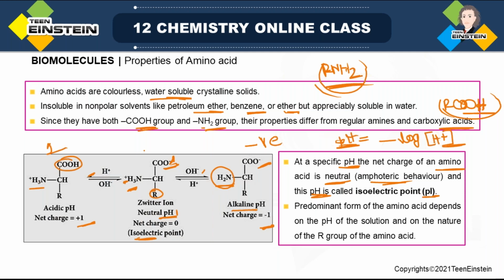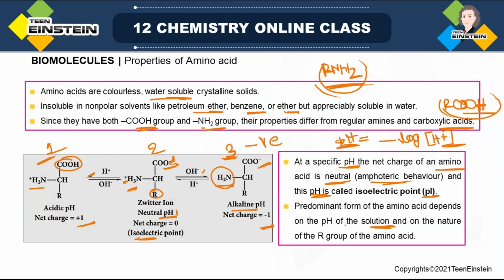Now among these three forms, suppose this is form number 1, this is 2, this is 3. Among these three forms, which form will be predominating? The predominant form of the amino acid depends on the pH of the solution. For any specific amino acid, there is some fixed value of isoelectric point, that is a fixed pH, and if the pH is greater than that, it will remain in form number 3, but if it is lesser than that particular pH value, then it will be in form number 1. And if you can maintain that particular isoelectric point for that specific alpha amino acid, then it will remain in form number 2. Okay, and this isoelectric point will be different for different amino acids depending on the R group.